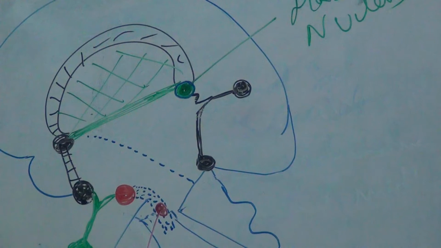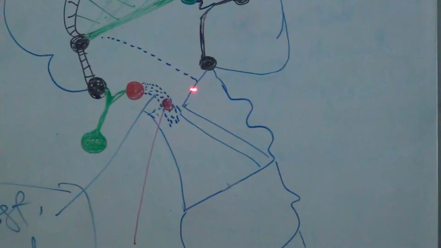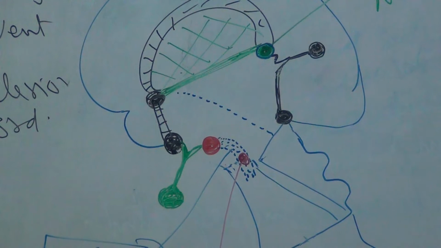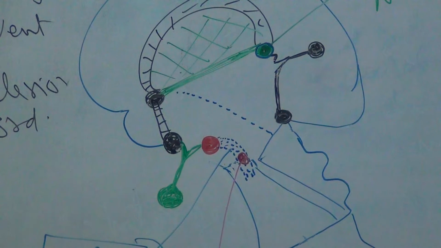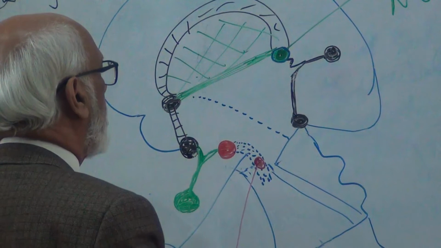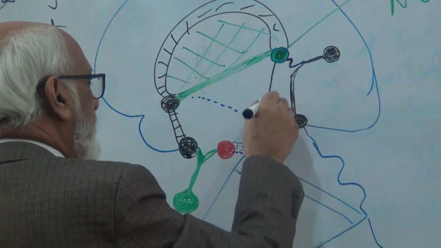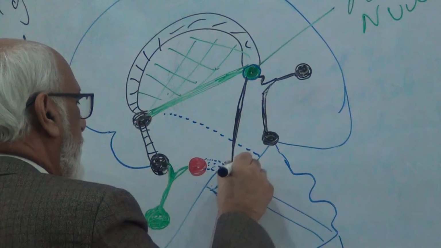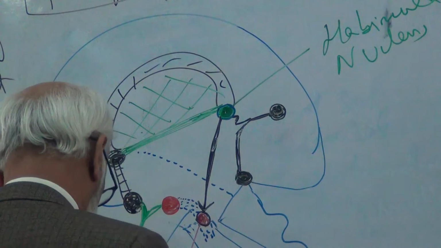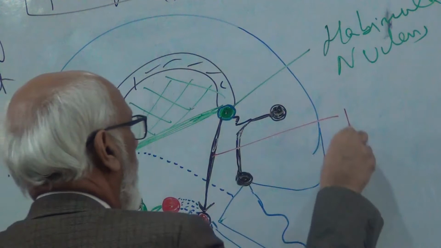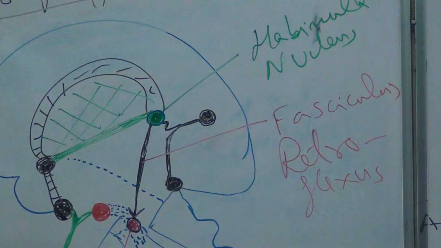So, what are the connections of the interpeduncular nucleus? It is connected with the habenular nucleus by the fasciculus retroflexus, a tract connecting the habenular nucleus with the interpeduncular nucleus of posterior perforated substance.